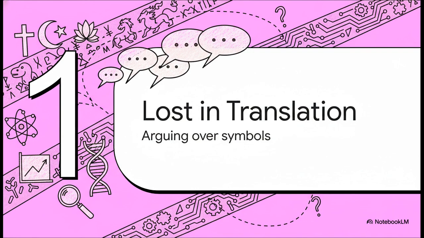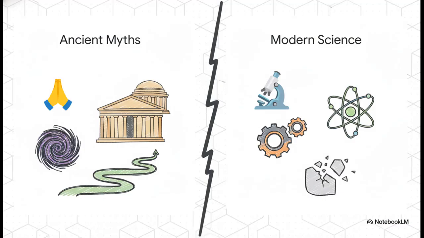So, what's really going on here? Well, you could say we're in the middle of a massive, lost-in-translation crisis. We've kind of forgotten that different worldviews, like religion and science, can just be parallel dialects. We get so hung up arguing about the specific words, the symbols, that we totally miss the message underneath it all. All right, think about it like this.